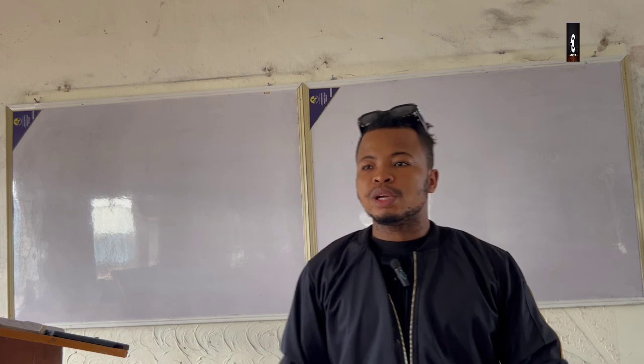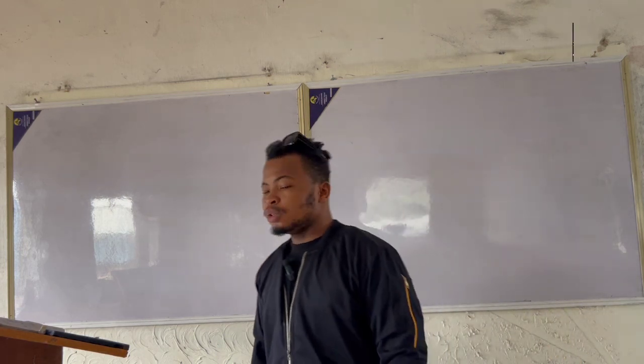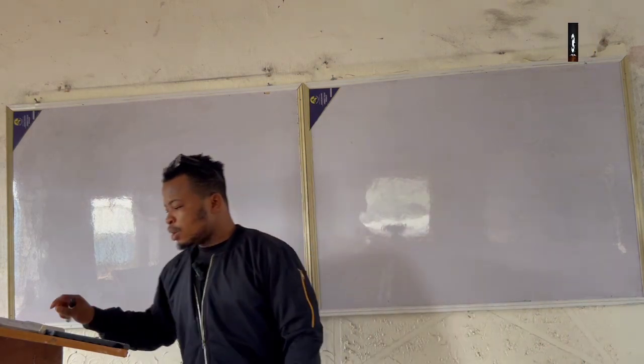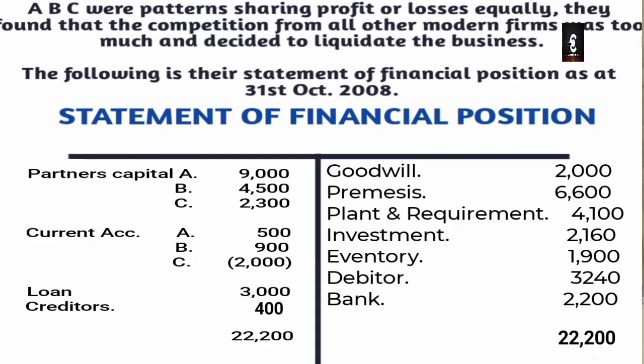Now, looking at this question, as we can see on the screen, A, B, and C were partners, sharing profit and loss equally. In this scenario, 3 persons are in business. The examiner says that these 3 persons are sharing the profit or loss equally. They found that the competition became too much, and they decided to liquidate the business.